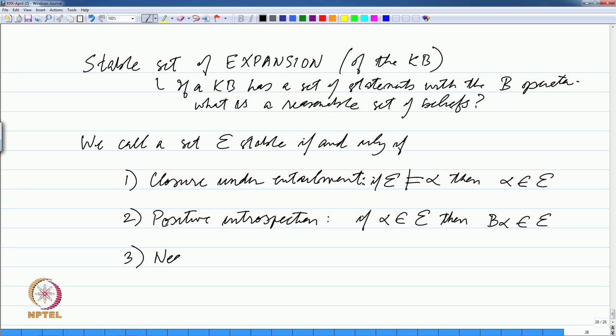And the other thing is called negative introspection. This says that if alpha does not belong to the extension, then not belief alpha should belong to the extension.